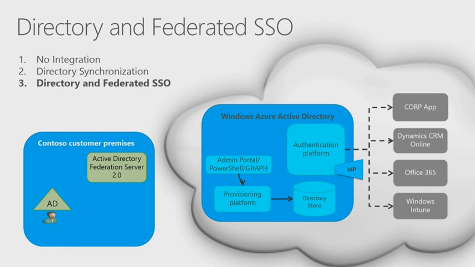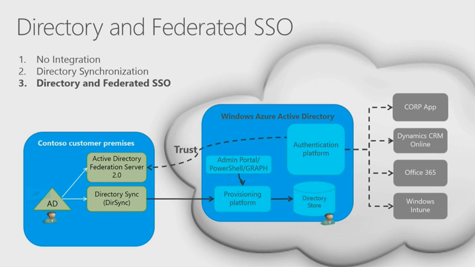Okay, let's go to the next slide here, and the last one is the directory and federated single sign-on. And what's going on here, okay, is that you probably are going to use this in combination with DirSync because you still need to get those users up into the Windows Azure AD. So what you do is you do the DirSync, which is the same as the previous option. Okay, that same user account gets copied up there, but what's different is what happens in terms of the authentication. Okay, because we now have established this trust using ADFS, the password is no longer stored in this directory, right?